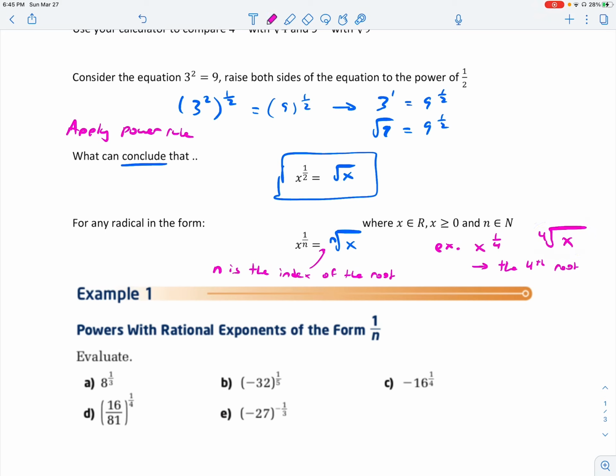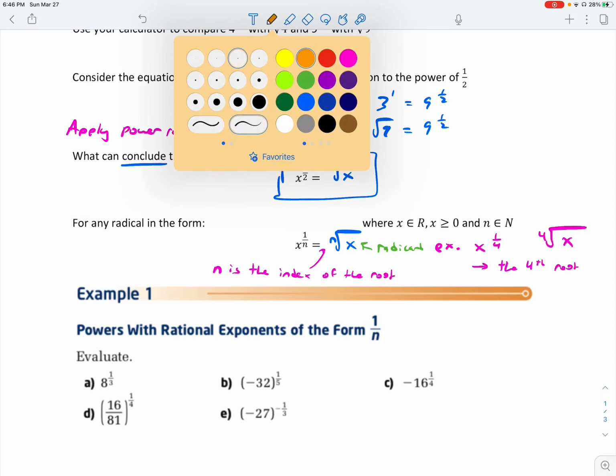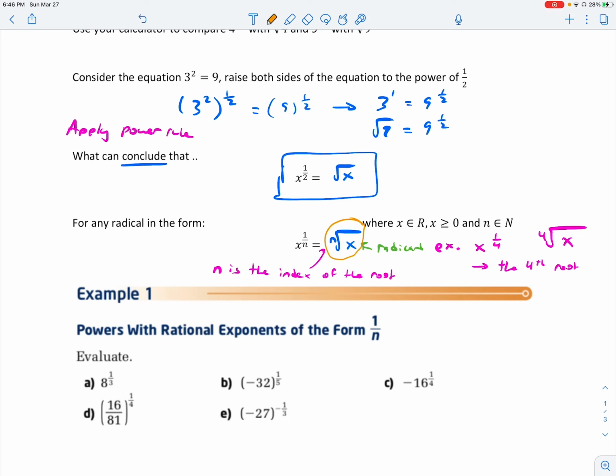Let's write that down so that we can remember it. x is the radicand, and the whole thing is called the radical.